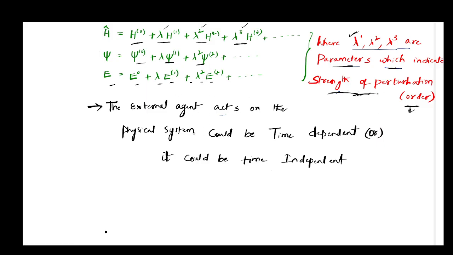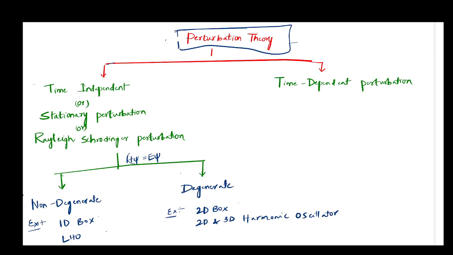The external agent acting on the physical system could be time dependent or time independent. On the basis of time dependence and independence, perturbation theory is classified into two types: time dependent perturbation theory and time independent perturbation theory. The time independent perturbation theory is also called stationary perturbation or Rayleigh-Schrodinger perturbation.